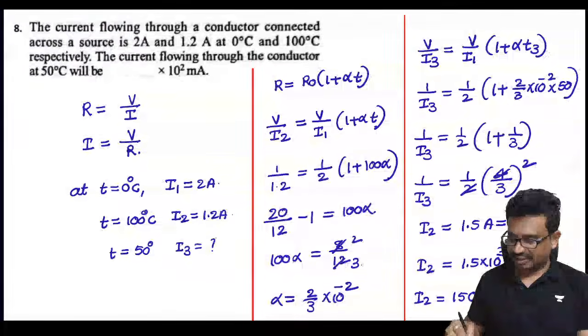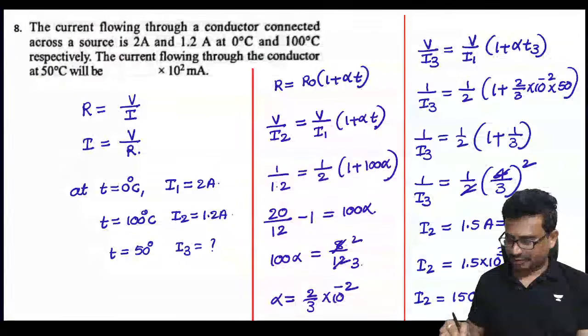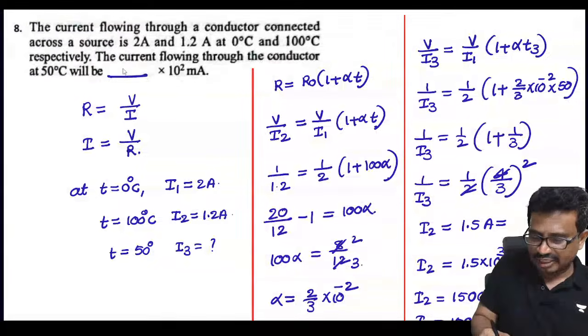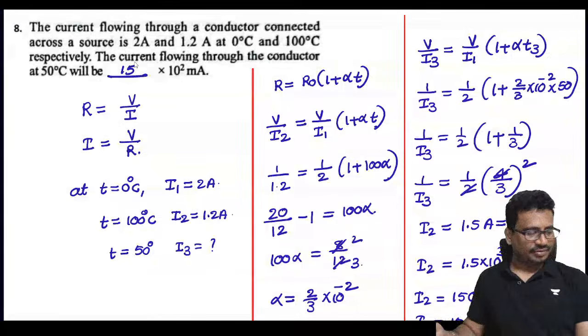This is amperes. Now we can write this as, one more zero will place. One more zero into 10 power minus 3. This is amperes. They ask for milli, which means I2, we can say this is 1500 milliamperes. So this means in this blank we need to fill in 15.